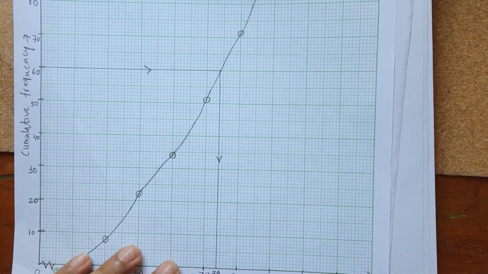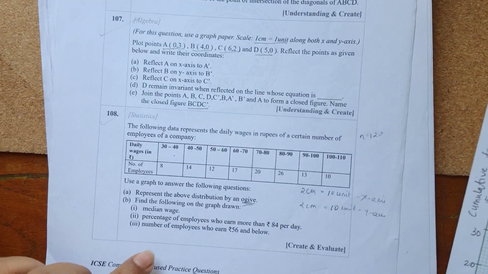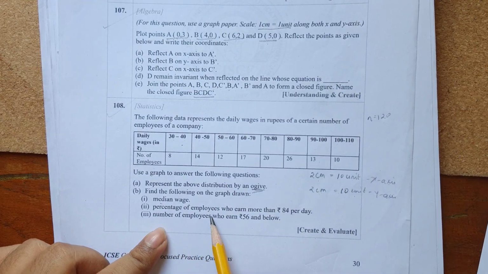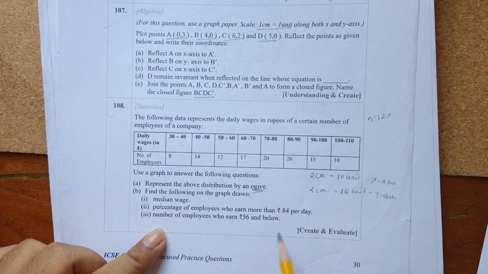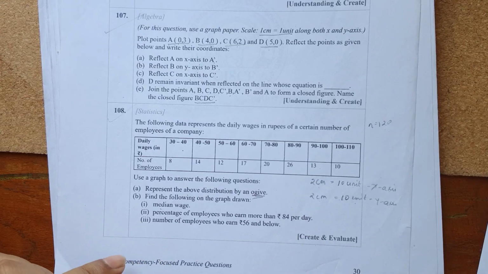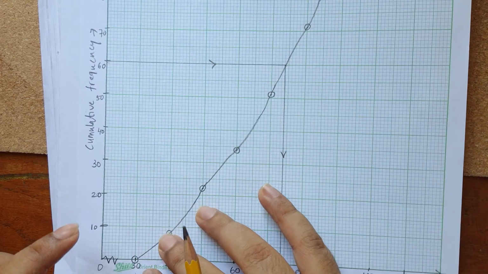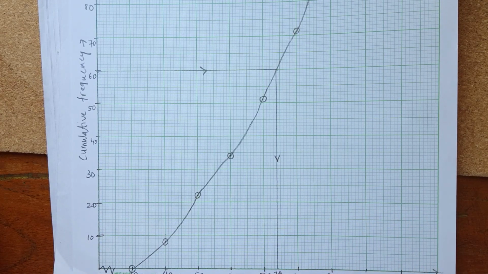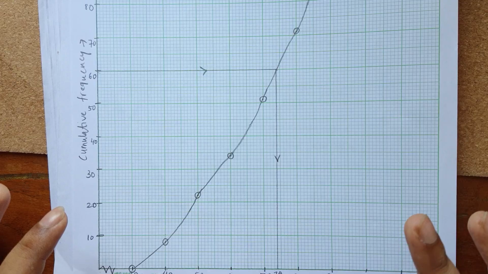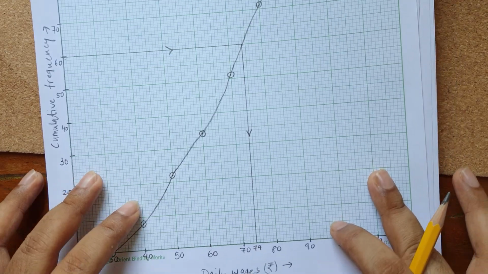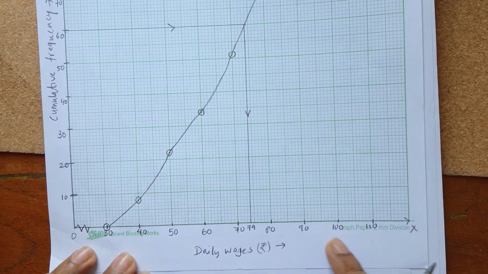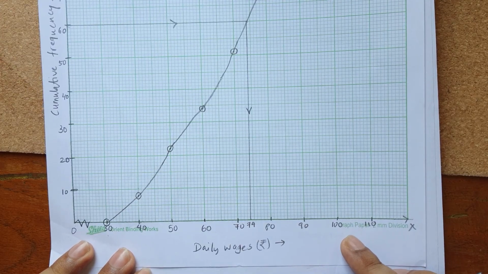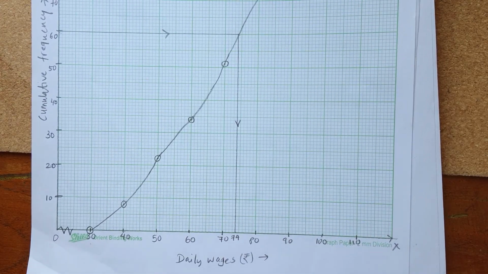Okay. After this, I have to find the percentage of employees who earn more than 84 rupees per day. Now this is a less than ogive, so it will help me answer number of employees less than some salary. And then if I know how many less, then I can subtract with the total to find how many employees are getting more than that salary. So now the wages are on the x-axis. So I have to locate where is 84 on my x-axis.